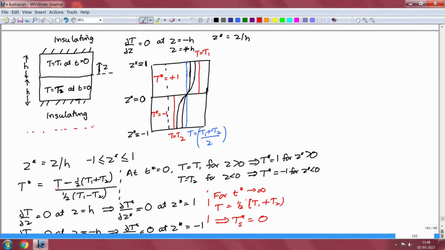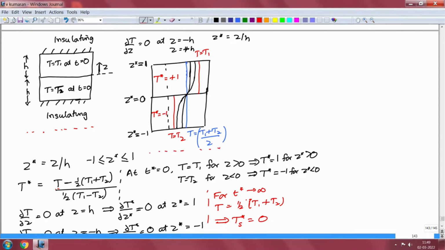T is equal to T1 on the top slab, T is equal to T2 on the bottom slab, both brought together at time t equal to 0 with insulating surfaces at z equal to plus h and z equal to minus h. And I had given you a physical picture of how the temperature should evolve.